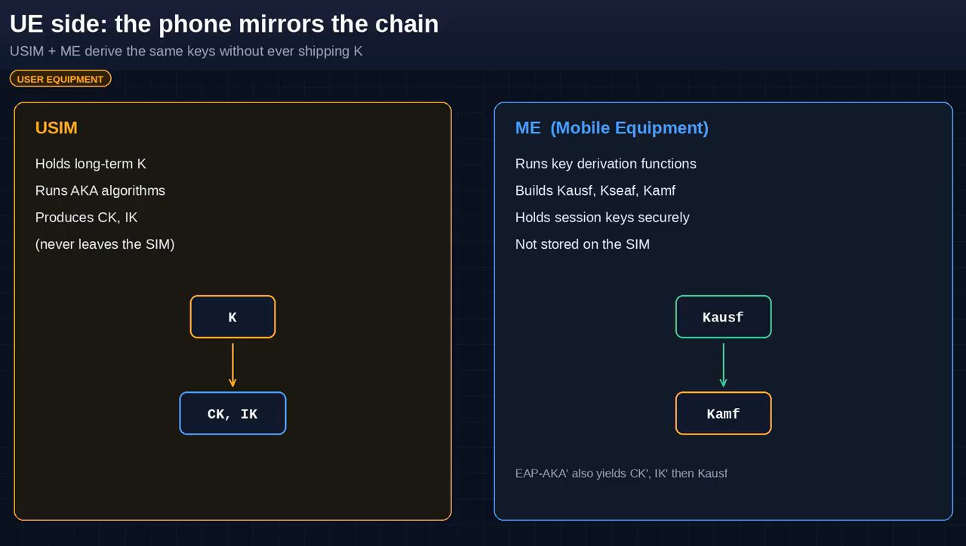No key is downloaded from the network like a file. Both ends start from shared secrets and walk the same KDF steps, so they meet in the middle with identical KAMF, ready to protect NAS and to unlock the radio keys.